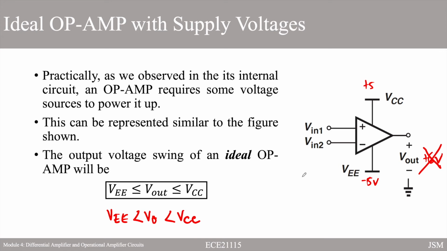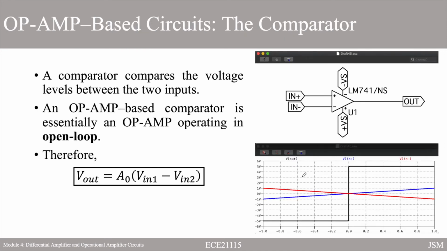So, yun na po yung basics for our operational amplifiers. So, we can now proceed to our circuits po. So, first circuit na op-amp based is the comparator. So, si comparator, based sa pangalan niya, it compares the voltage levels between the two inputs. So, tinitignan niya lang kung sino yung mas malaki and sino yung mas maliit.